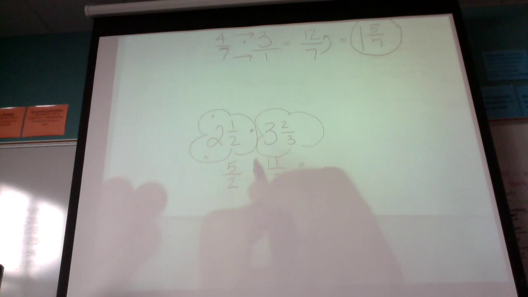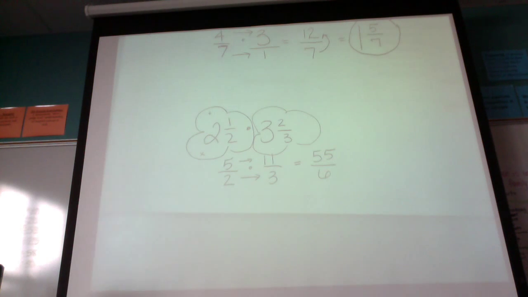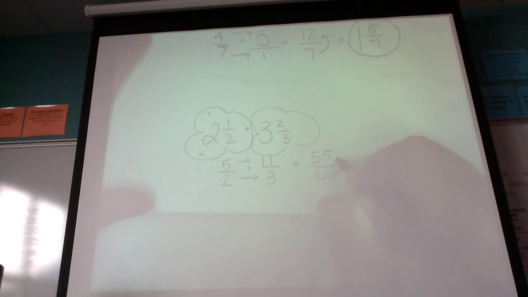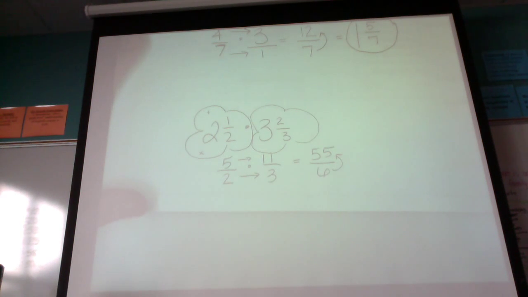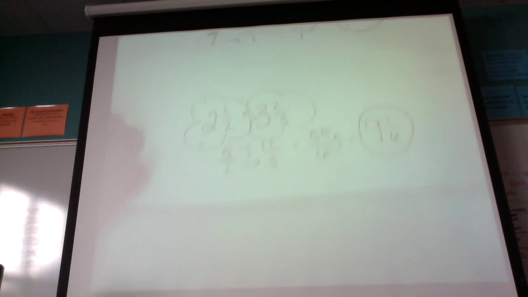Now I can just multiply straight across. 5 times 11 is 55. 2 times 3 is 6. Oh, I got an improper. Got to change it back to a mixed number. So 6 can go into 55 how many times without going over? 9. 54. 6 times 9 is 54. So 55 minus 54 is 1. And I keep that same denominator of 6.